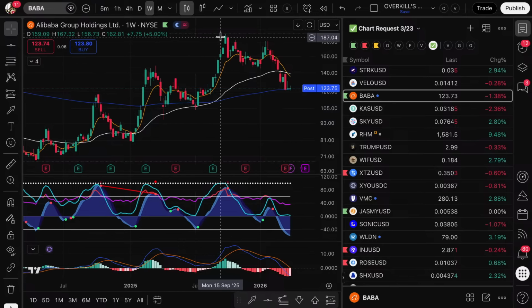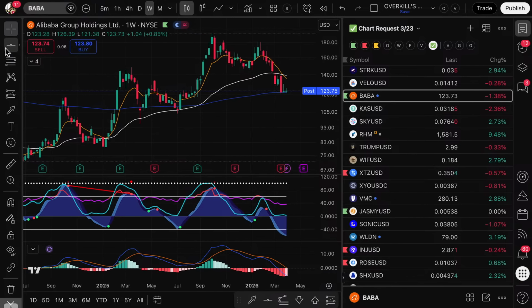Not up here. This isn't a fair price. Again, good quality companies at a fair price or a discounted price. But I actually really like how BABA's lining up here. It actually looks very interesting.